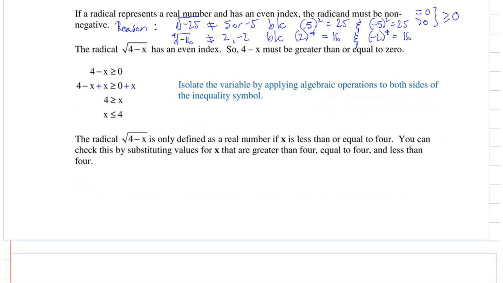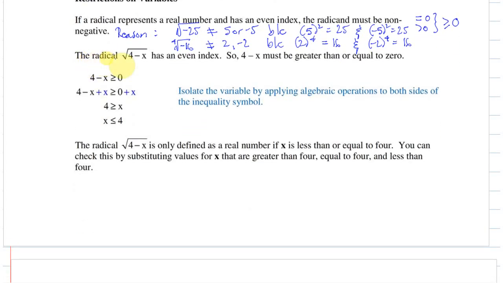So let's take a look at this example. Our radical is 4 minus x. It has an even index. We know that because it's a 2. So 4 minus x must be greater than or equal to 0. Okay, so that means the radicand, or if you like, the argument, needs to be greater than or equal to 0. So let's find out what values of x are acceptable, and that will make 4 minus x a positive number.